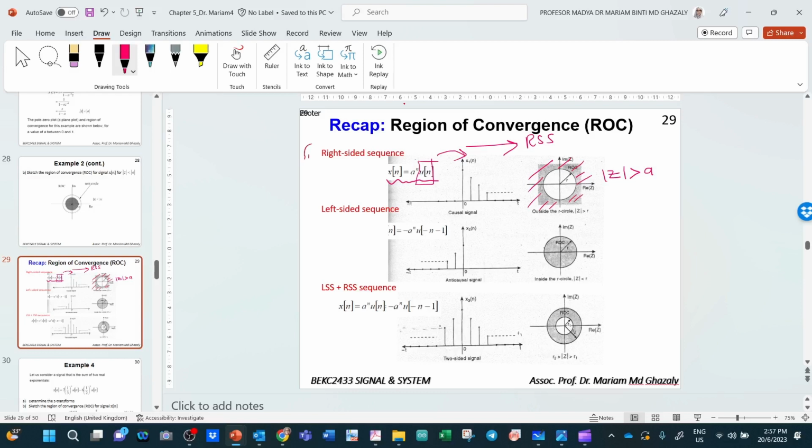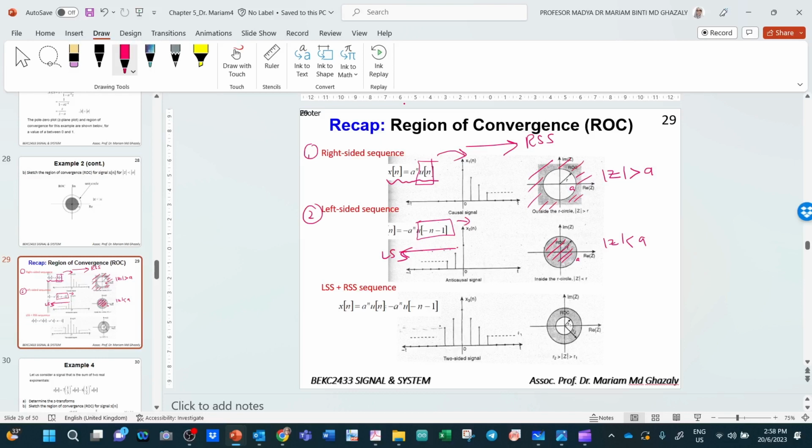Okay, and then a second one is that you have to look at the left-sided sequence. So for a left-sided sequence, when you look at the value of u[n] here and try to plot it using the time transformation, then you know that it is a left-sided sequence. And for the left-sided sequence, you have also proved that the ROC will be less than a. Okay, means less than a. So for example, if this is a, then the ROC is less than a.